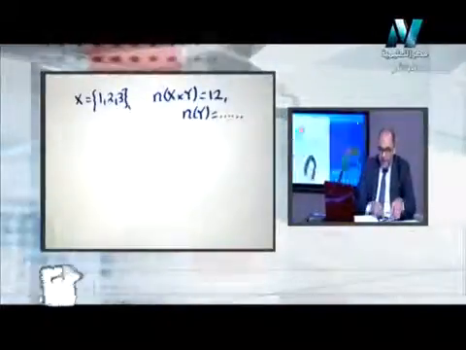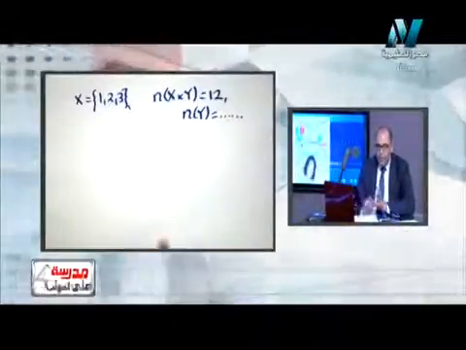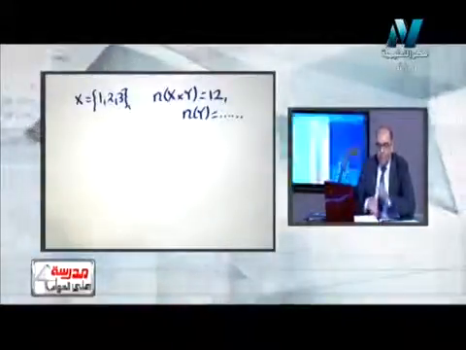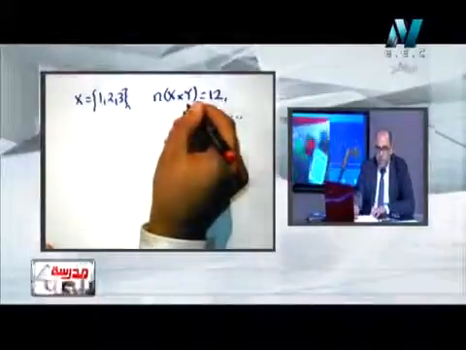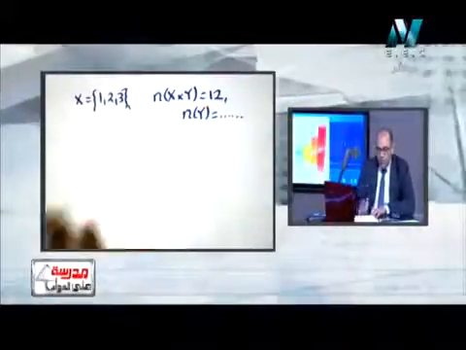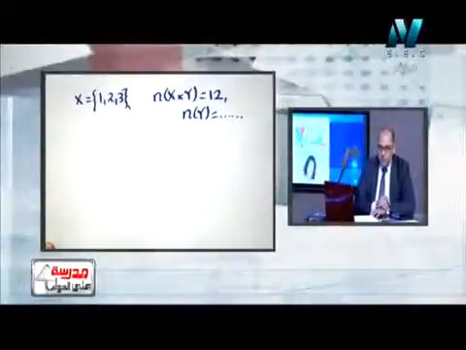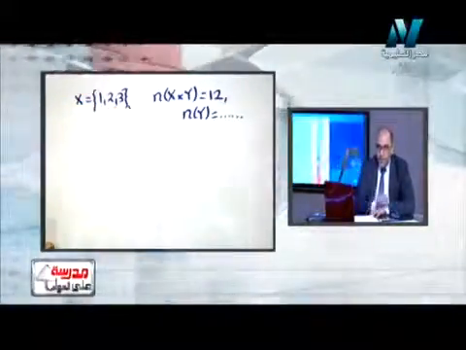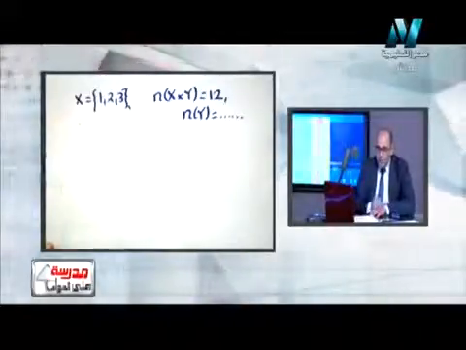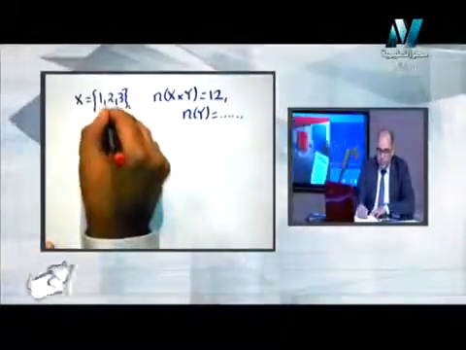We agreed that n of x means the number of elements of x, n of y means the number of elements of y, and n of x product y means the number of elements of x product y. Okay? Here I have x equals 1, 2 and 3. So how many elements of x? Equal 3.